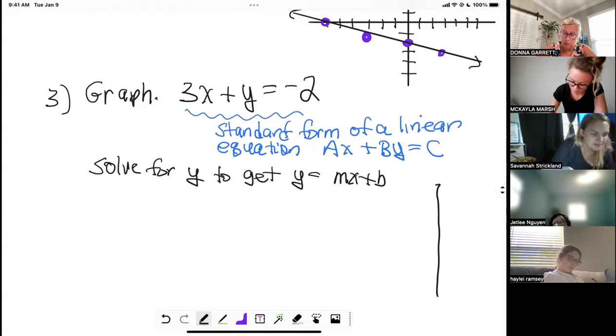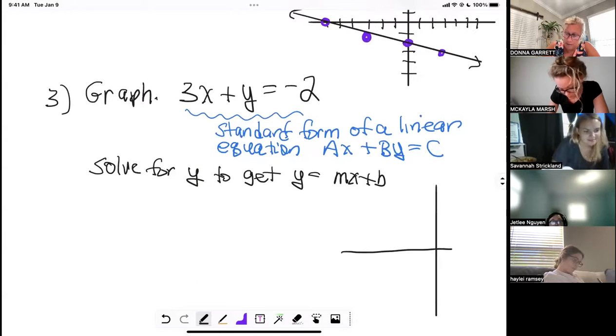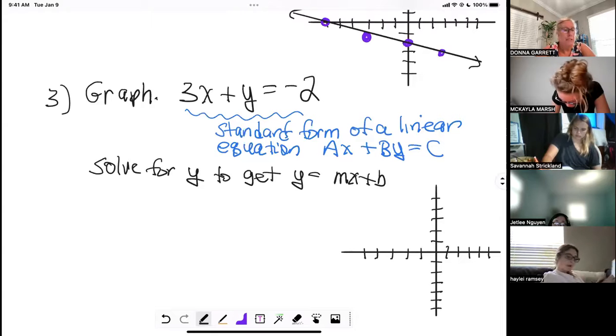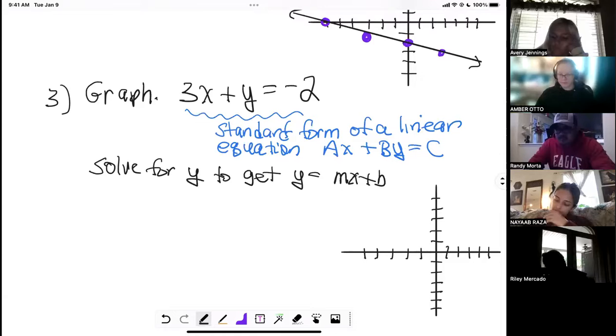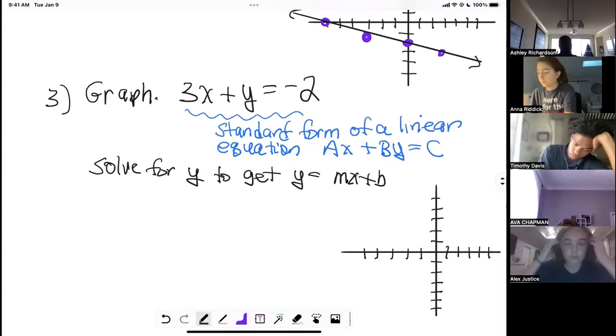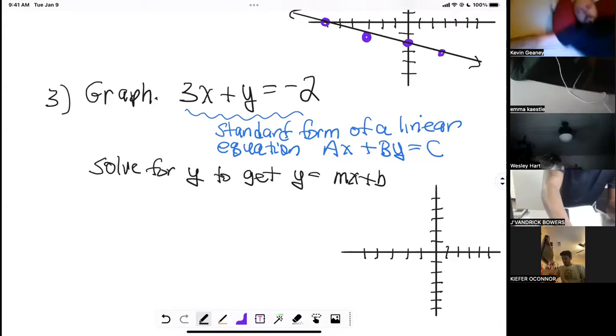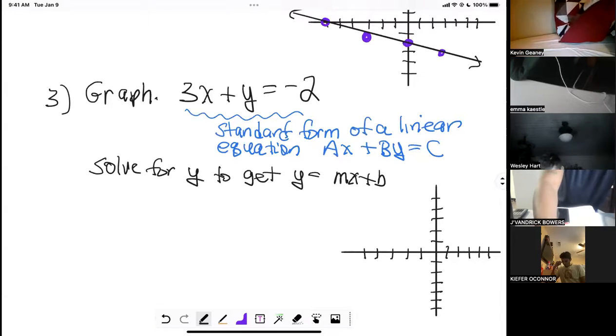Before we do anything, I'm going to draw my XY plane. Give you guys a second to catch up. I'm going to write the equation again so that we can solve for y.